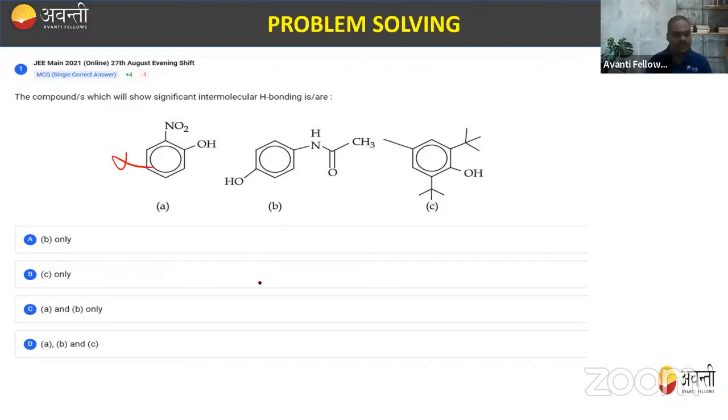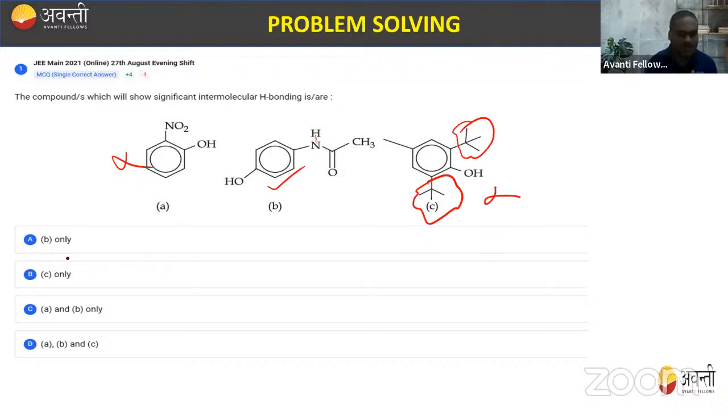Similarly, B shows significant intermolecular hydrogen bonding. Here we can say that they show the bonding between this NH and O. So this will show intermolecular. Similarly, C does not show intermolecular hydrogen bonding due to the steric hindrance. Here we have lots of steric hindrance, due to which they will not be able to show intermolecular hydrogen bonding.